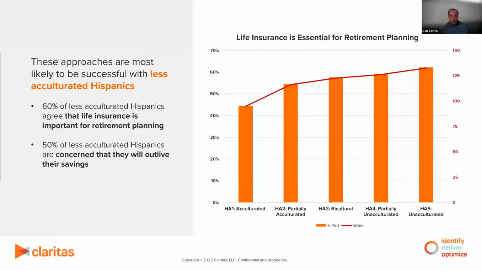Again, the more unacculturated, the more likely they are to agree that life insurance is essential for retirement planning. 60% of unacculturated Hispanics agree that life insurance is important for retirement planning, and 50% said they're concerned they'll outlive their savings. So it's pretty clear if you're trying to sell life insurance, what you should do, right? Get an app, make sure it's available in Spanish, put together some information that explains life insurance in terms that relate to retirement planning and investment planning, and make it real clear how important that is, and make it easy for them to buy it.